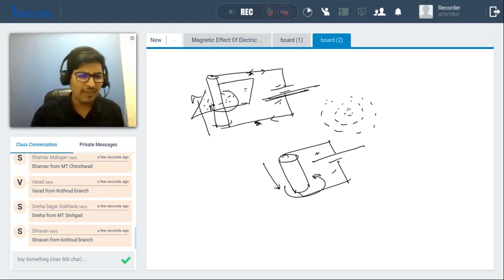Someone asked me about the clock face rule, but it is not a part of your syllabus. Who asked me? Shravan, you're from... Shravan Mahajan, right? Now, you asked me about the clock face rule. I'll explain it to you in a very simple way.